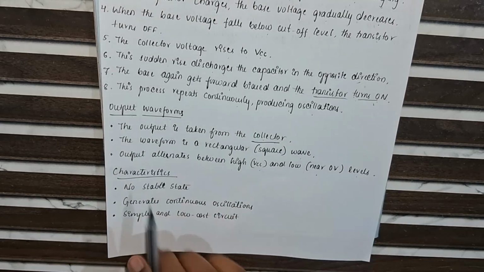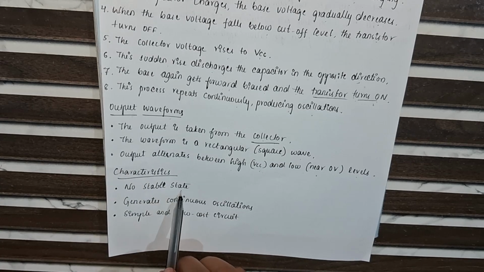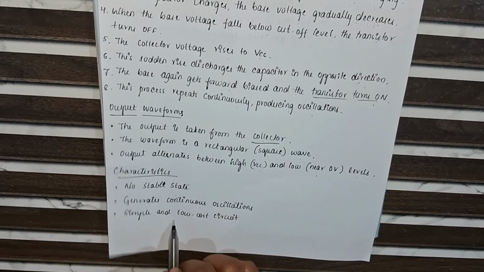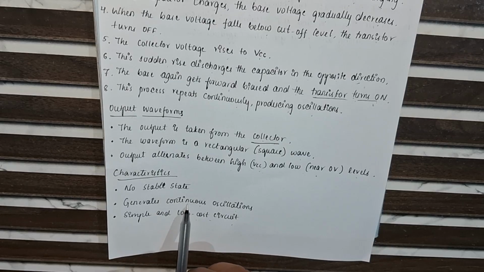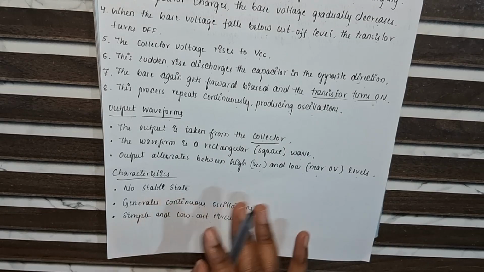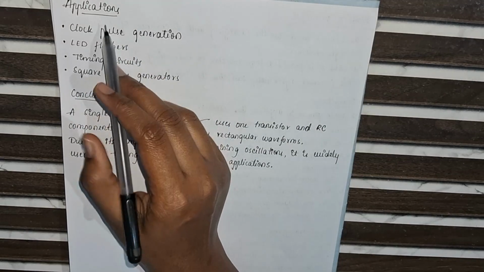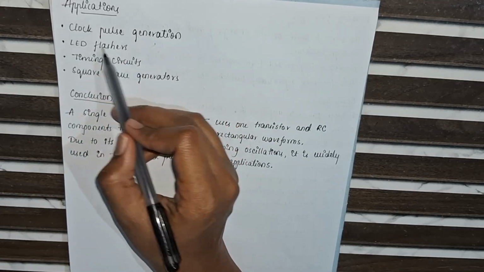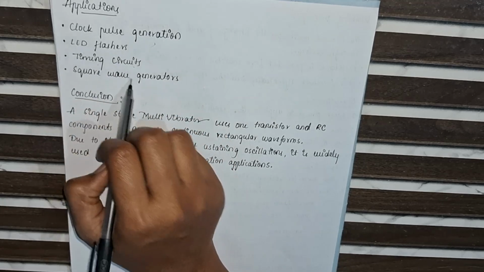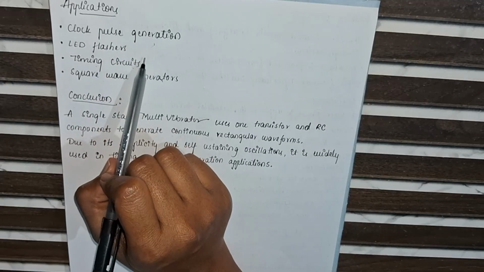Next we will see the characteristics. The important features of this circuit are: there is no stable state, it generates continuous oscillations, and it is a simple and low cost circuit. It is a self-oscillating circuit with simple construction, and the output frequency depends on the R and C values. This is the characteristics of the circuit. Now you see the applications of the circuit. It is applicable in pulse generation, LED flashers, timing circuits, and square wave generators. These are the four areas where this circuit is applicable.